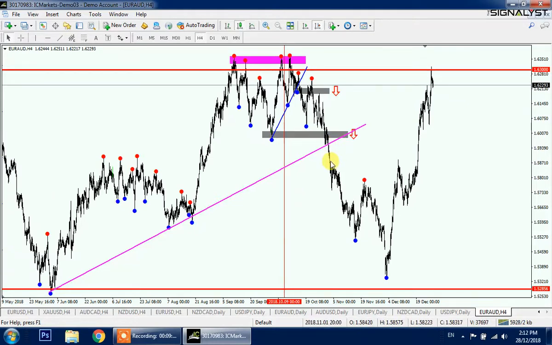That's it for objective support and resistance areas. I'll be making one more video about supply and demand, objective ones, so stay tuned.